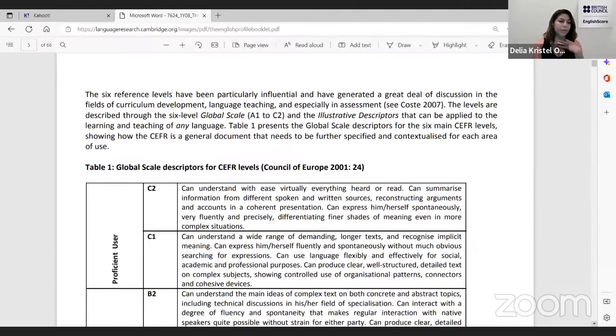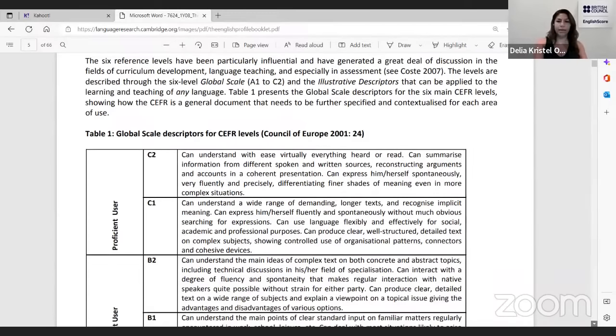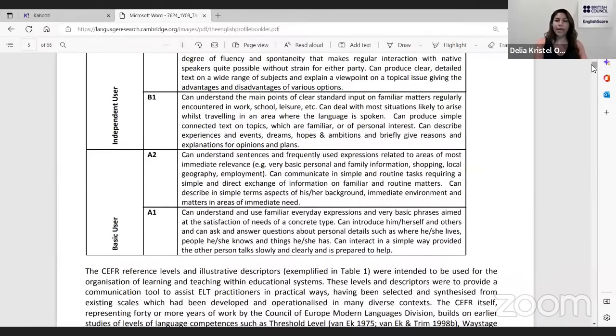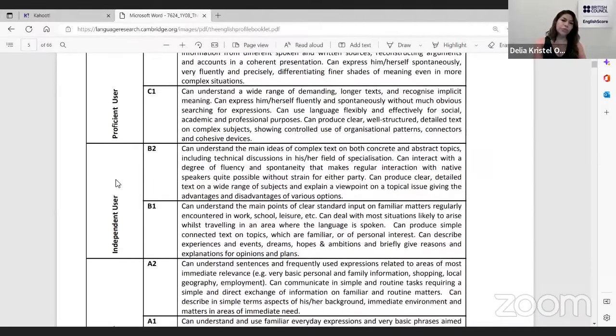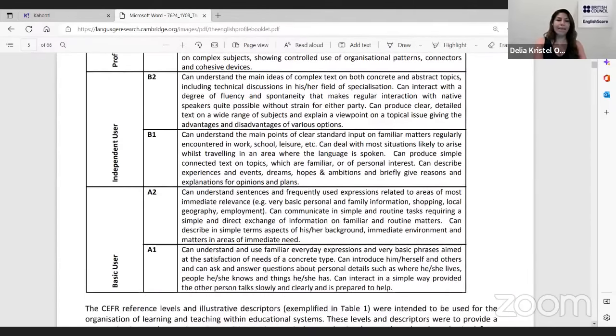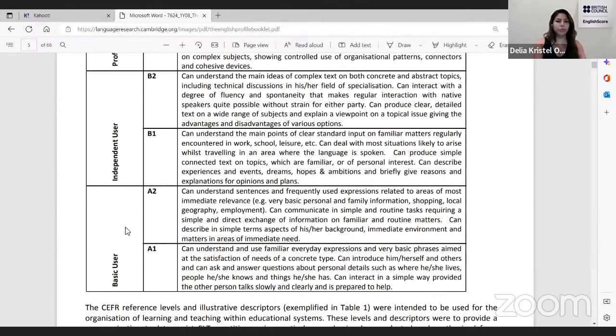There are many of them, but just be careful and be sure that it's done by the European Union. So here it is: proficient user, which is C1 and C2, independent user, B1 and B2, and basic user, A1 and A2. And once again, as we read before, A1 can understand and use familiar everyday expressions and basic phrases aimed at the satisfaction of needs of a concrete type.